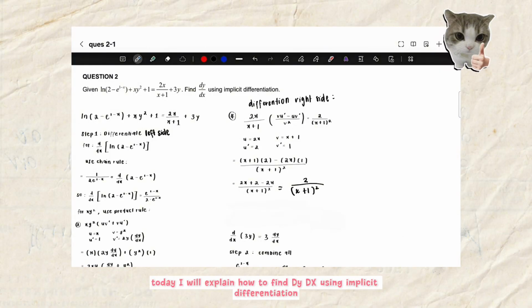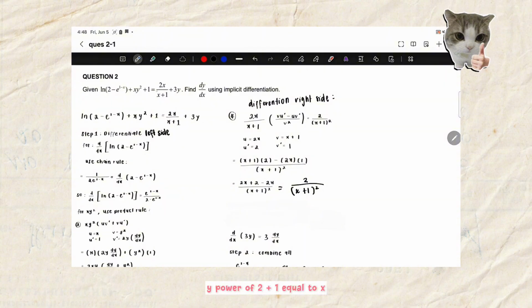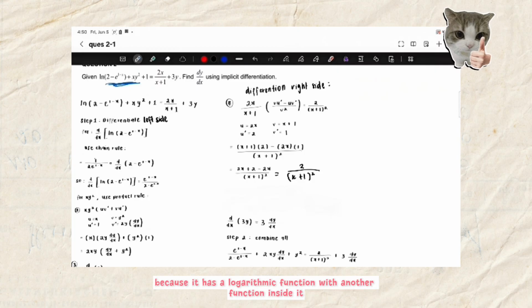Today I will explain how to find dy dx using implicit differentiation. The given equation is log of 2 minus e to the power of 1 minus x, plus xy to the power of 2, plus 1, equal to x divided by x plus 1, plus 3y. So the first step is to differentiate the left side. For the first term, we use the chain rule because it is a logarithmic function with another function inside it.